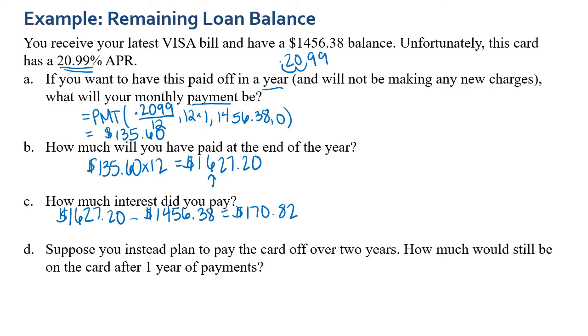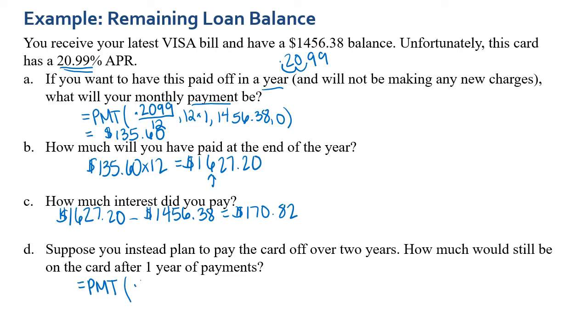Suppose you instead plan to pay the card off over 2 years. How much would still be on the card after 1 year of payments? So let's say you couldn't do the 1 year. Let's look at what our payments would be if we spread it out over 2 years. So equals PMT.